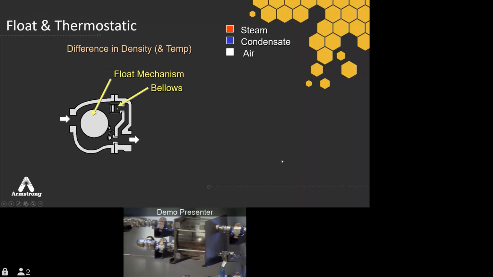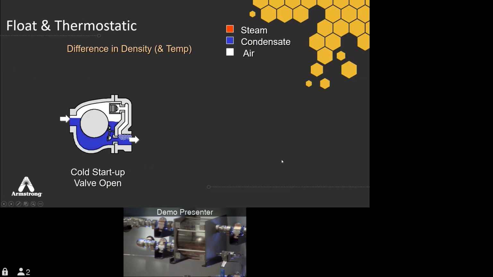And the thermostatic element is typically going to be a bellows, but it could be another type as well, like a wafer. Most times you'll see a bellows. And the best way to understand how a steam trap operates is to take a look at what happens on a system startup. So on a startup, you'll see air being pushed by cold water, being pushed by hot water or condensate, which is then being pushed by steam.